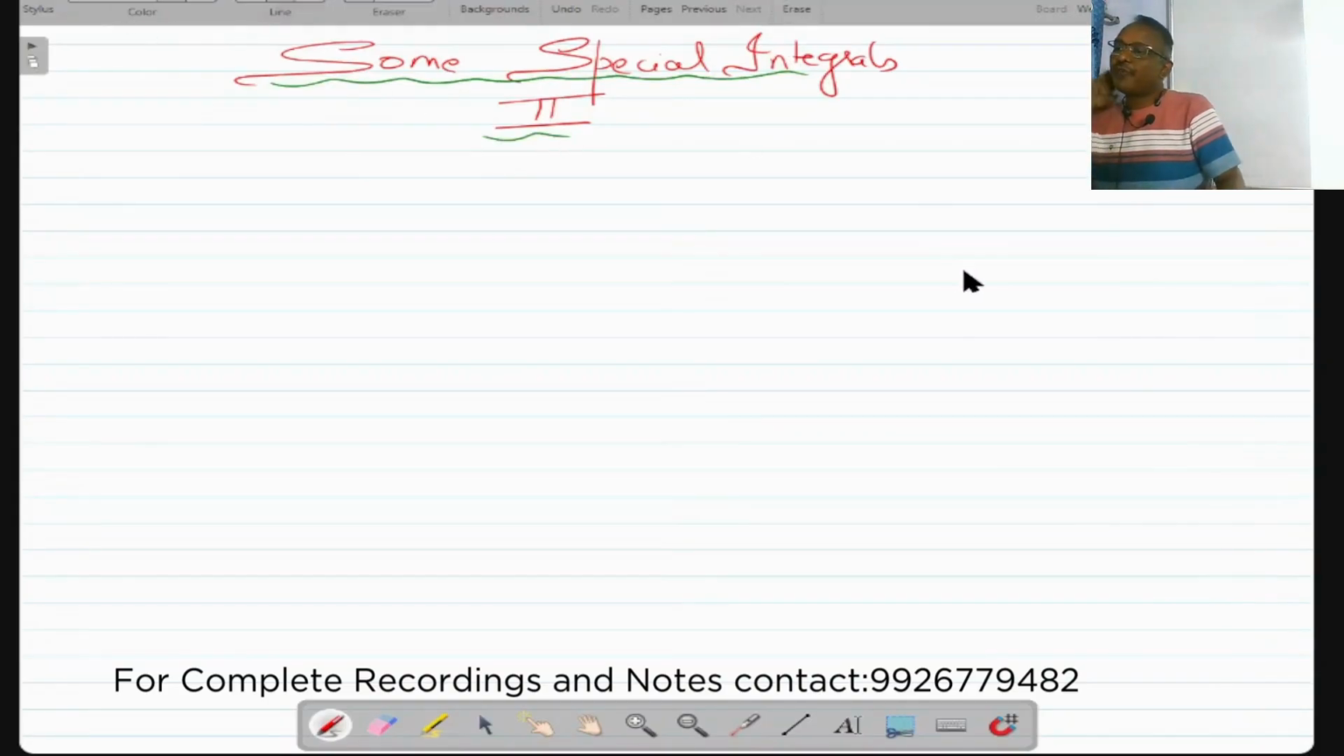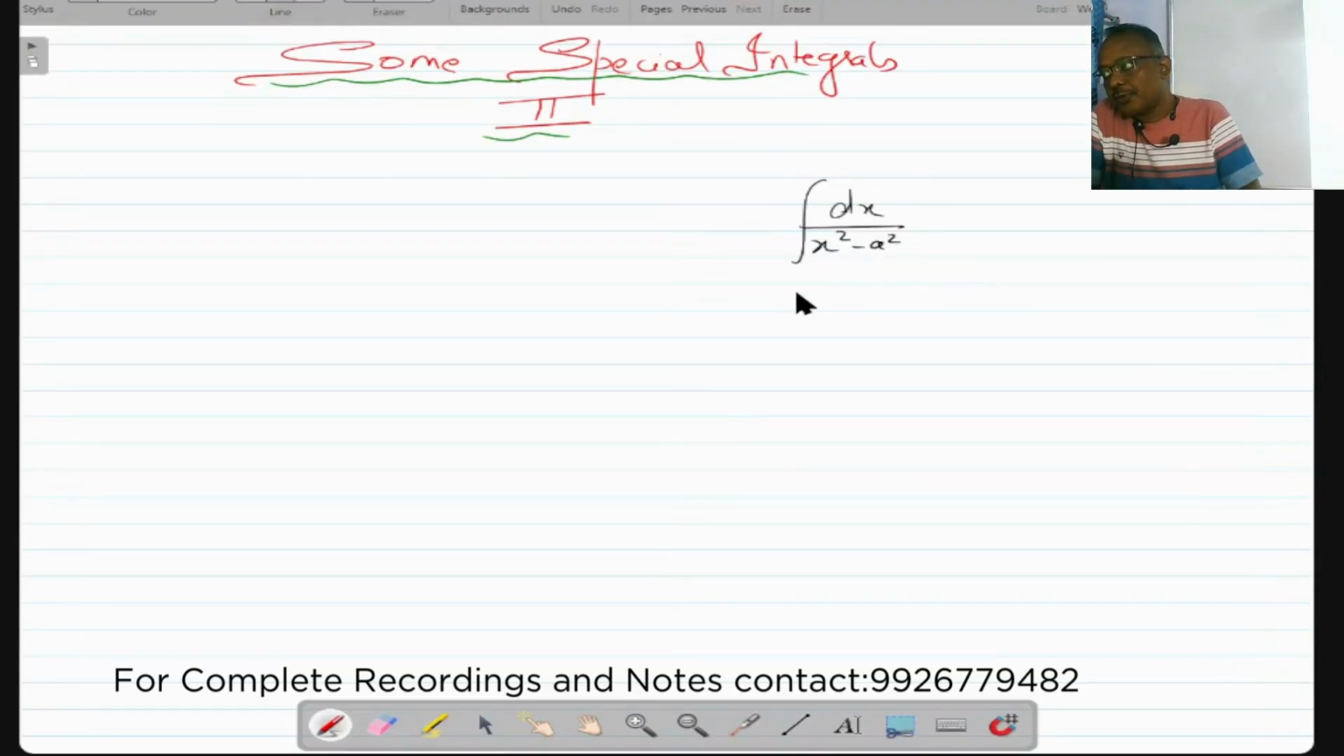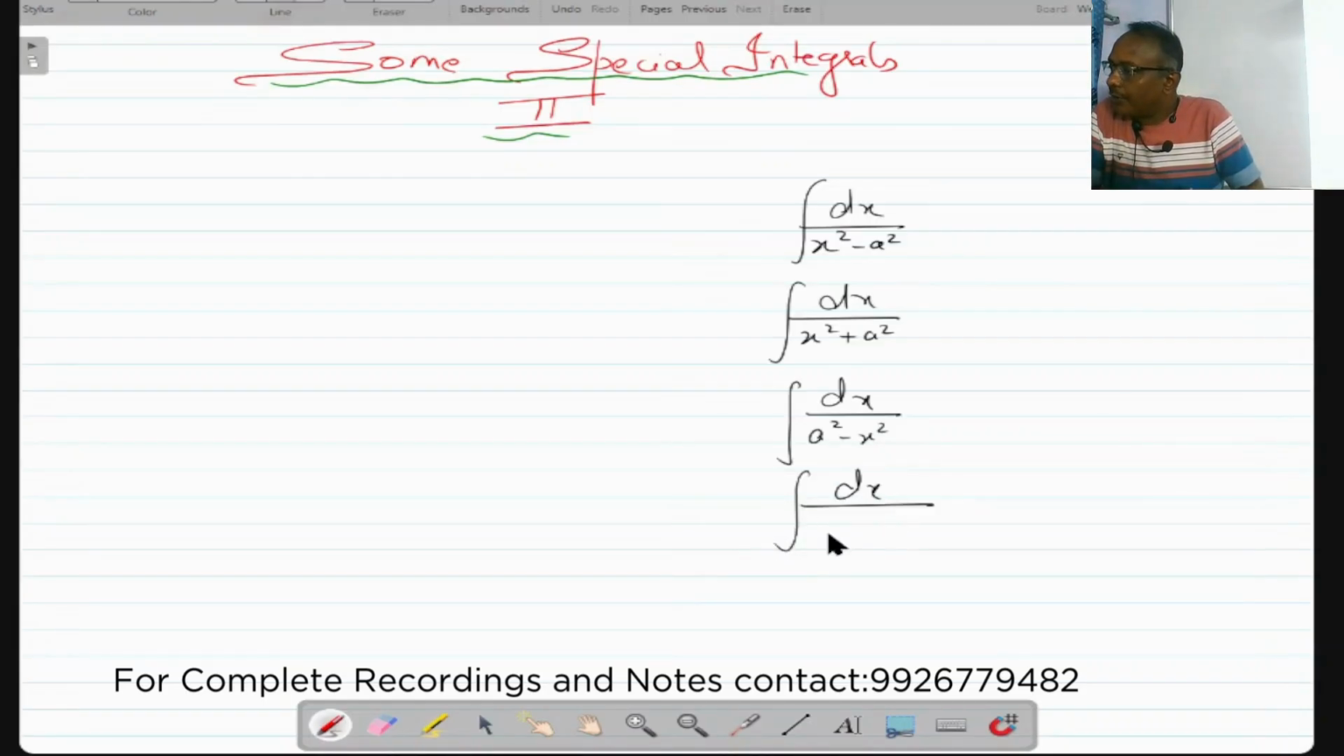Can I just revise what we did in part 1? In part 1, what is integral of dx upon x square minus a square, dx upon x square plus a square, dx upon a square minus x square, dx upon root over x square minus a square, dx upon root over a square minus x square, and dx upon root over x square plus a square.